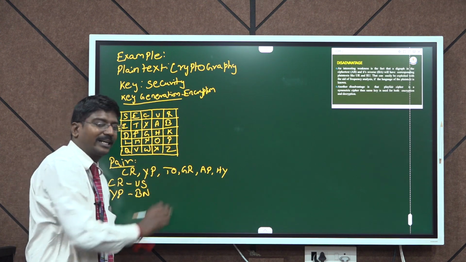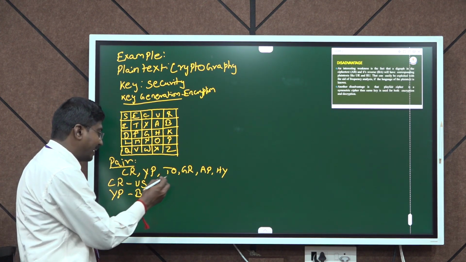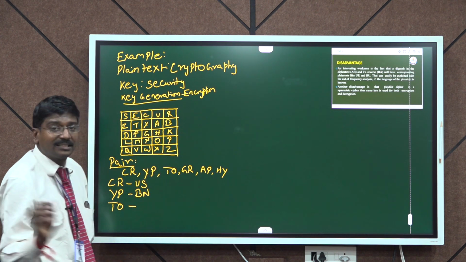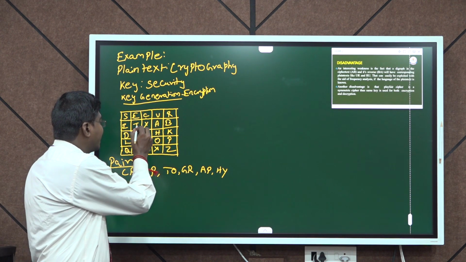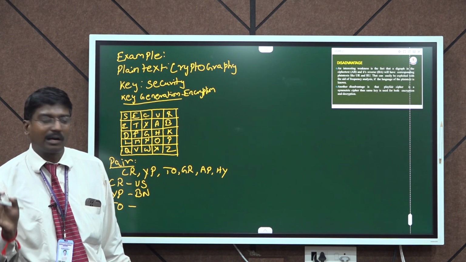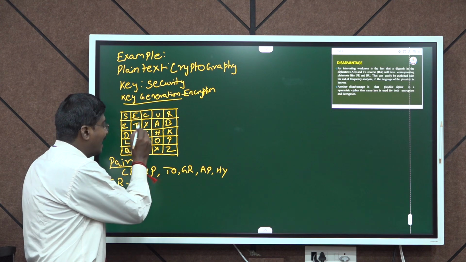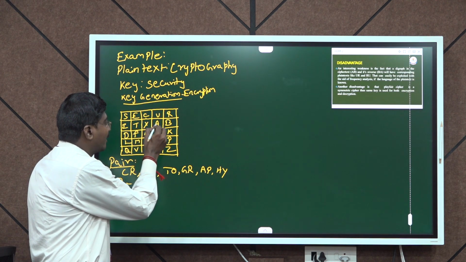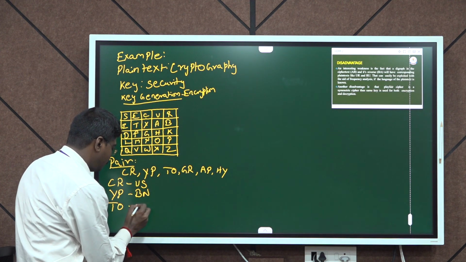The opposite side of the rectangle gives BN. Next is TO. T is here and O is here. Once again, they are not present in the same row or column, so you have to form a rectangle. Rectangle formation means we will get AM.